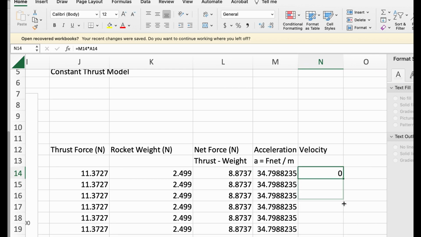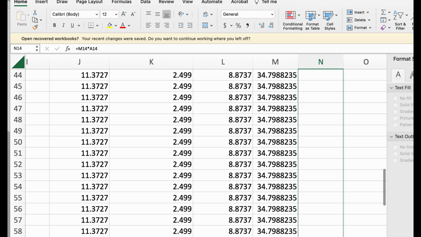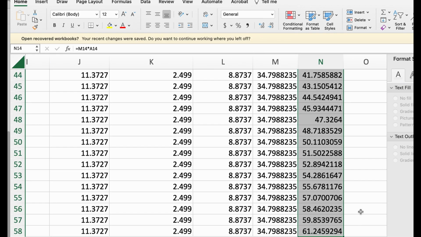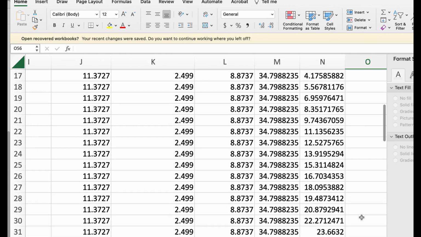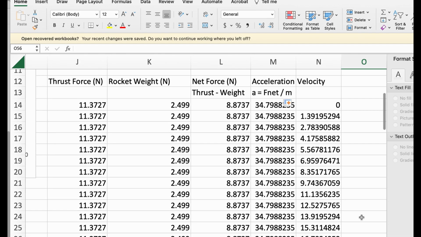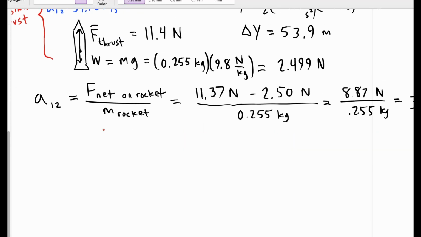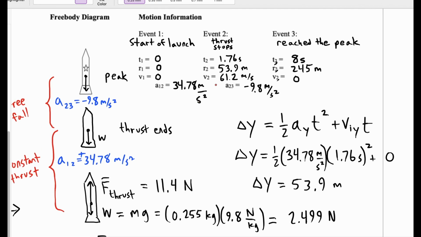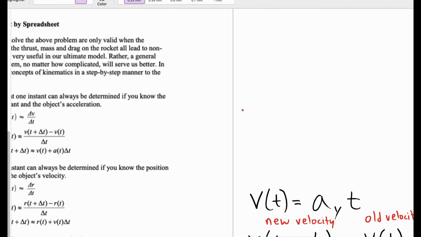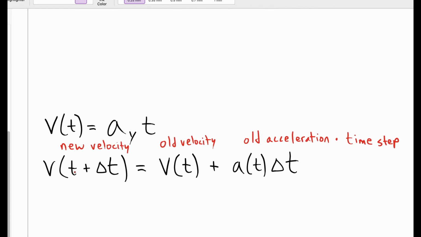This would be a fairly simplistic approach. And look at those values, they are in agreement with what we found by the calculations. We said that the velocity would increase from 0 up to a max of around 61.2 meters per second. That was shown right here in our calculations. All right, so that's just one way to do it, but the better way is this second way.